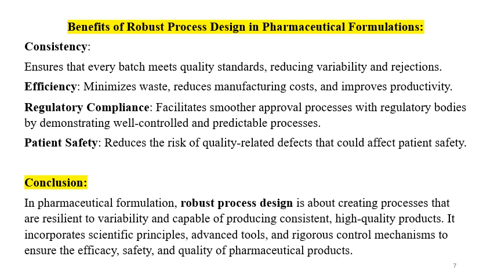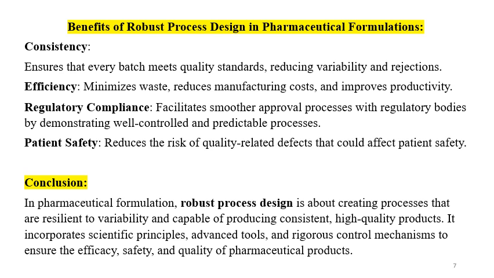So in conclusion, in pharmaceutical formulation manufacturing, robust process design is about creating processes which are resilient to variability, or which can withstand the variations in the raw materials and in the process parameters within certain ranges, and are capable of making consistent, high quality products. It incorporates scientific principles, advanced tools, and rigorous control mechanisms to ensure the efficacy, safety, and quality of pharmaceutical formulations.